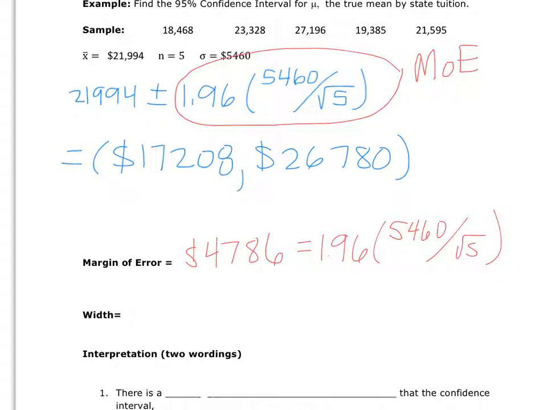Now the width is just the difference between the upper bound and the lower bound. There's another way to get at that. Because we're just adding and subtracting the margin of error from the sample mean, we can also just take 2 times the margin of error to get the width of the interval. So in this case, 2 times 4786, we get a width of 9,572.